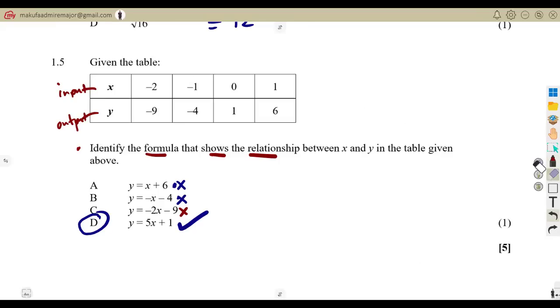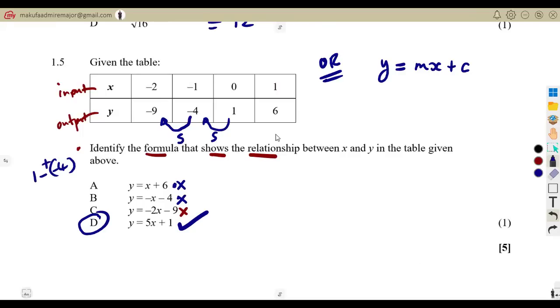Remember, m is the gradient from this. Remember that the equation of a straight line is given in the form of what? Y is equal to mx plus c, where m is the gradient or the difference that we have. If you subtract here the difference, minus 4 minus minus 9, that's a 5. Minus 4 like this, it is going to give us a plus 5. That's a plus here. 6 minus 1, that's a 5. We can see that's a linear function. So a linear function, you write it in the form of Tn is equal to bn plus c. This b, the difference, is the same as this m. So you can even use the gradient concept. So that's 5x plus c.